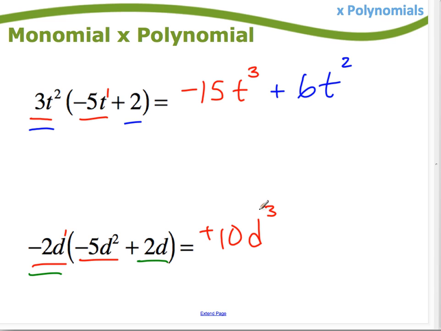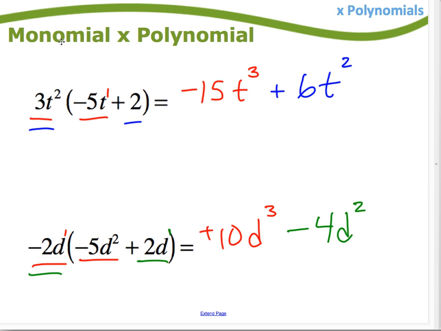So negative times positive, negative. 2 times 2, 4. D times d, they each have an exponent of 1, so you add them, so it'd be d squared. Hopefully you're getting on to that. I might pause the video and go try a bunch from your homework assignment. Let's go on to the next one though.